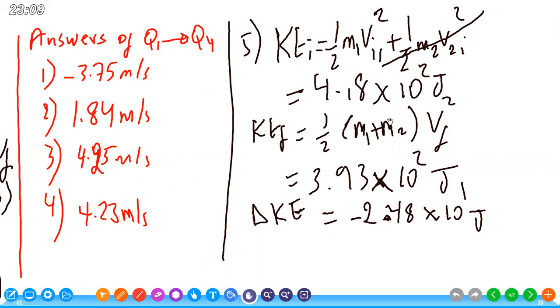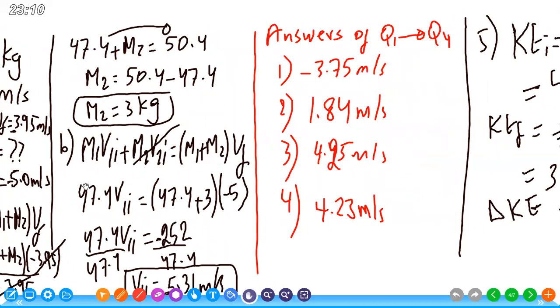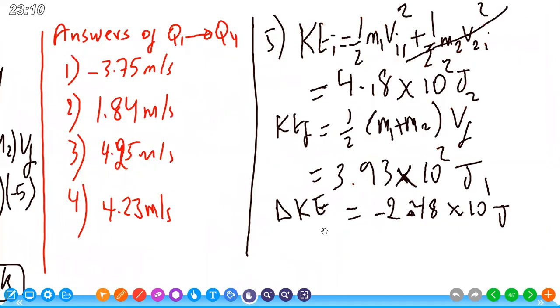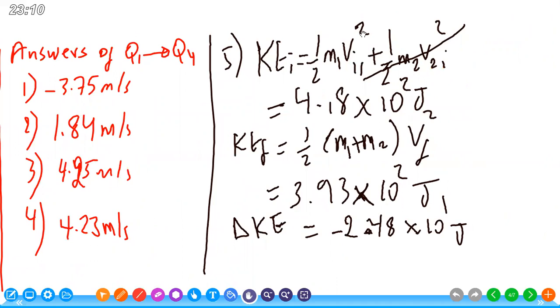Kinetic energy final: half M1 plus M2, 47.4 plus 3, times V final, which was how much? Which was minus 3.95. Sorry, here V1 initial was minus 4.2 squared, and here minus 3.95 squared, each in brackets with the square outside. I will get 3.93 times 10 to the 2 joules. Subtract: kinetic energy final minus kinetic energy initial. You will get a negative answer, which is minus 2.48 times 10 to the 1 joules.